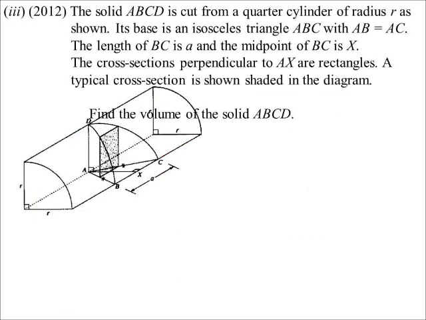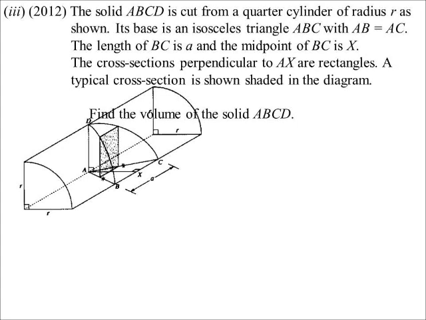Here's one from an HSC, and I think the text was meant to be over there, but something's happened anyway. So what do we got? There's a quarter of a cylinder radius r. The base of the solid, it's just this little wedge shape we're going to find the volume of. The base of the wedge is an isosceles triangle, so ABC. The length of BC is a. Oh, okay, so that's the base of that triangle.